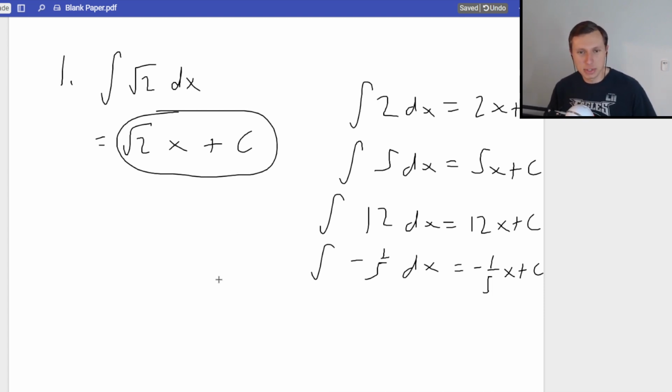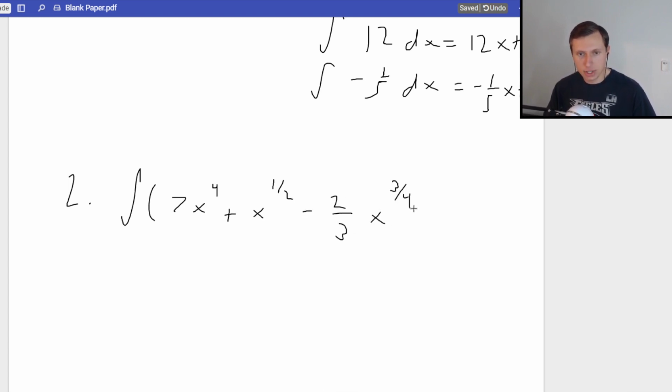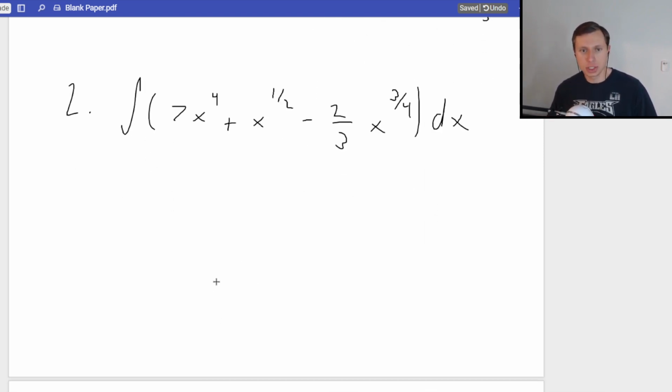Okay, we're going to move on to number 2 now. Number 2, we're going to ramp up the difficulty substantially. We have the integral of 7x to the 4th plus x to the 1/2 minus 2/3 x to the 3/4 power end parenthesis dx. This just looks terrible. I know. I apologize. But here's what I'm going to tell you. It follows the power rule for antiderivatives. What does that mean? So just a quick recap.